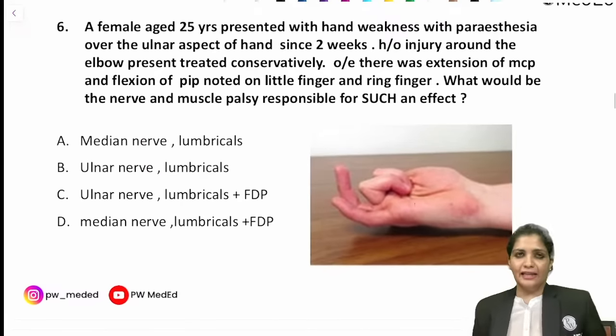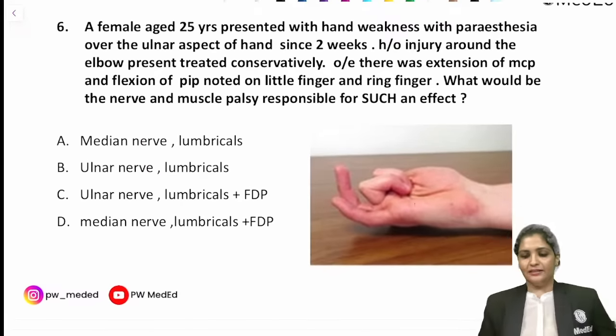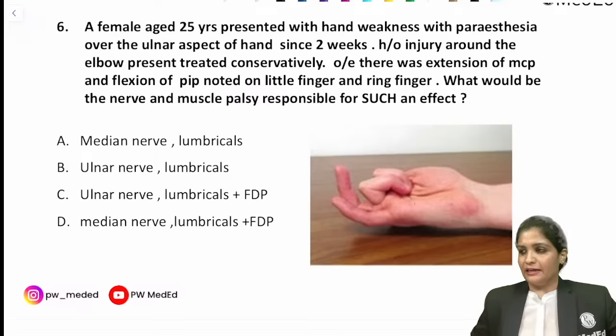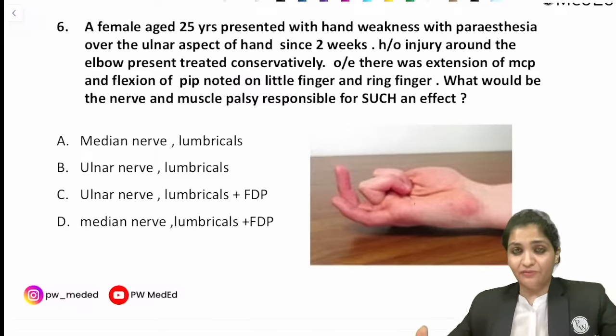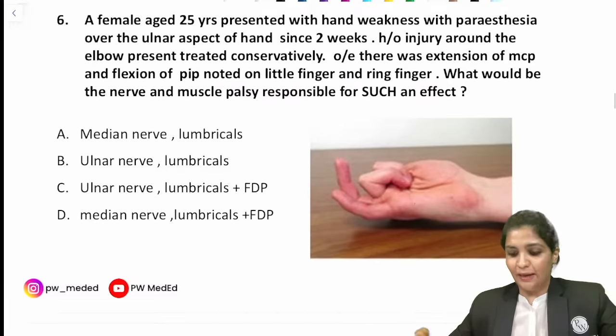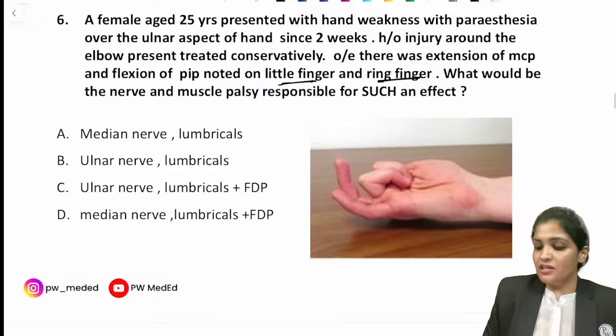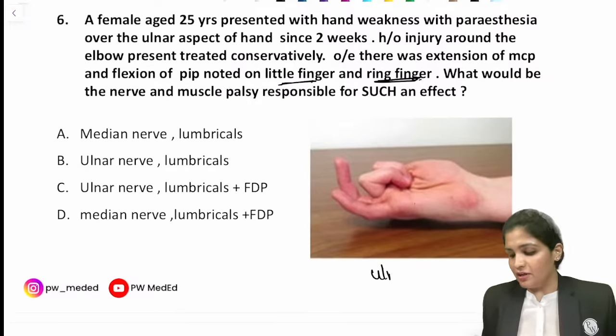Okay, having said that about the healing, now let's see a little about your nerve injuries, right? So this is a condition where a female of age 25 years has presented with hand weakness and paresthesias over the ulnar aspect of the hand since 2 weeks. History of injury around the elbow is present, treated conservatively. On examination, there was extension of MCP and flexion of PIP noted on the little and the ring finger, right? So the clue here is that it is your ulnar nerve palsy.